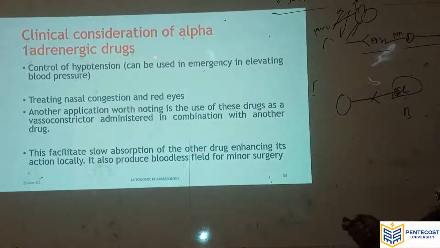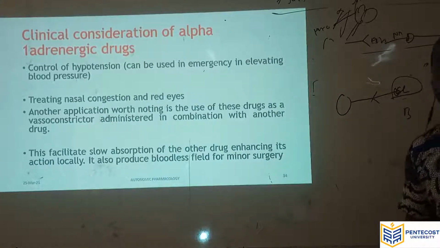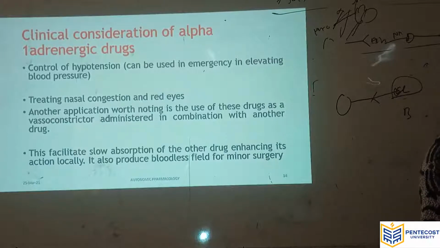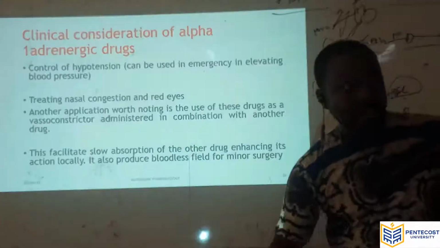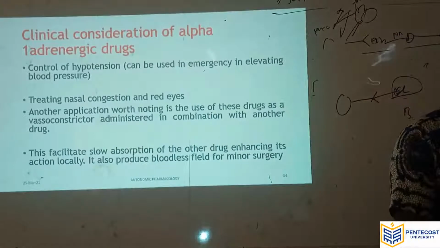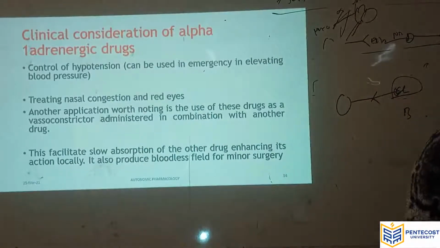We can use alpha 1 agents to control what? Hypotension. Now we are saying that when someone is having hypotension and the person comes to the hospital, we can use alpha 1 drugs to control hypotension. And if I ask for the rationale, when the person is having hypotension, you want to increase the blood pressure. And one way of increasing the pressure is what?